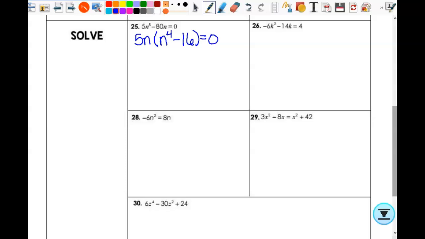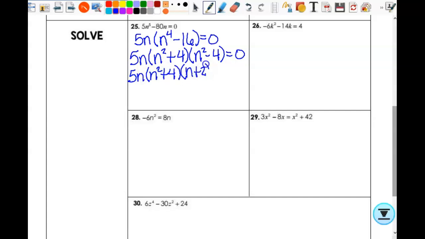Can I factor this some more? Yes. So I'm going to have 5n times n squared plus 4 times n squared minus 4 equals 0. Can I factor more again? Yes. Can I factor this one? No. So I'm going to rewrite 5n times n squared plus 4. Then that's another difference of squares. So n plus 2 times n minus 2 equals 0.